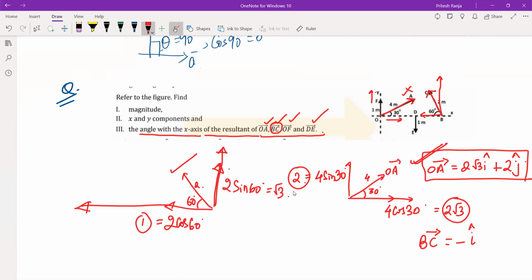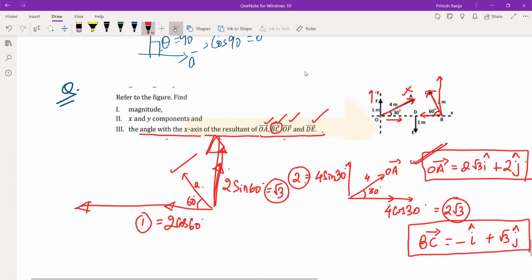Root 3 is along positive y direction, right? Upside is positive y. So we write plus root 3 j cap. So again I say, whoever has not understood, they should let me know at that point only. I will not be repeating the whole thing again.